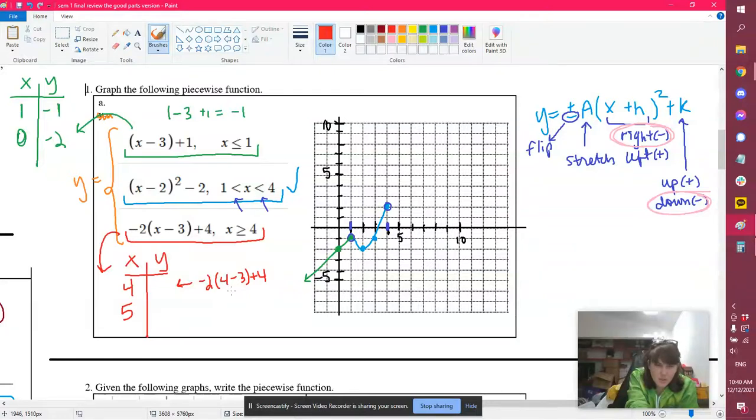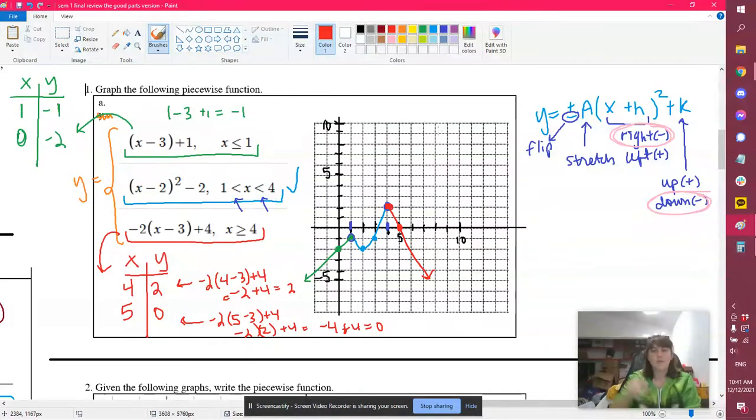So 4 minus 3 is 1. So this becomes negative 2 plus 4 is 2. When I plug in 5 for x, I get negative 2 times 2 plus 4. That's negative 4 plus 4 is 0. So I get to graph 4, 2, 5, 0, and then I get to draw that line forever. Forever to the right, because I want all the stuff that's bigger than 4.